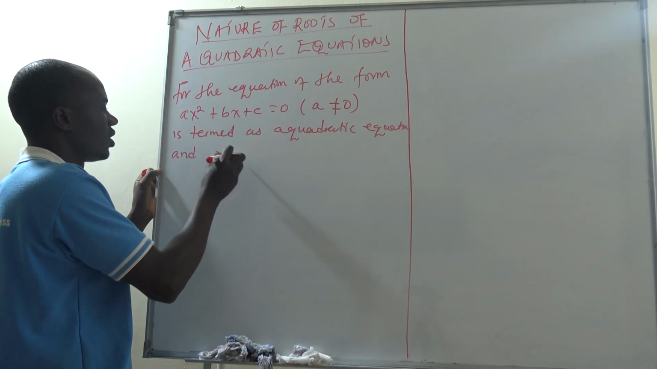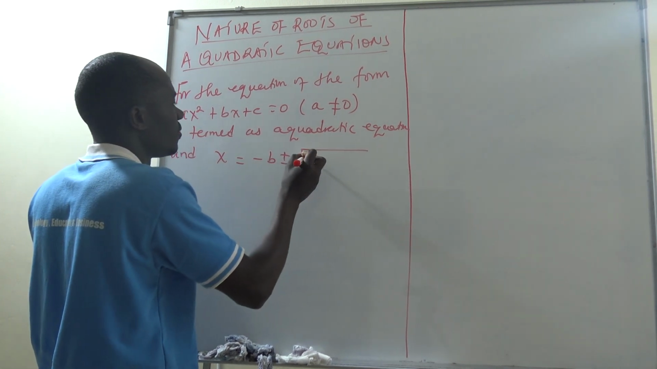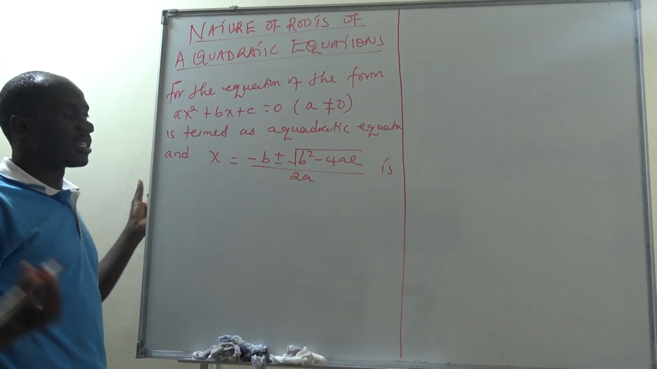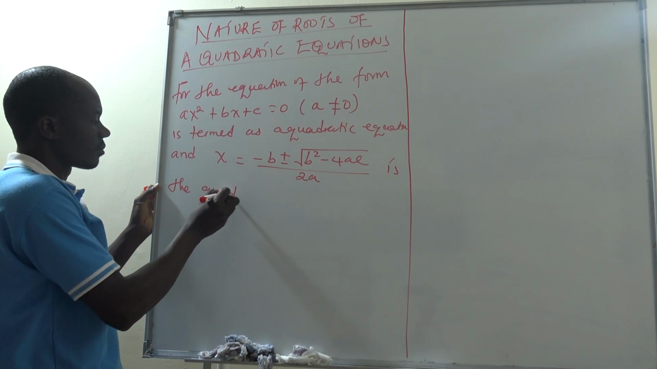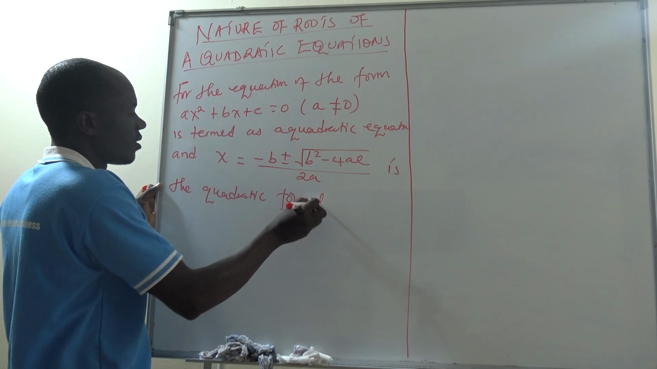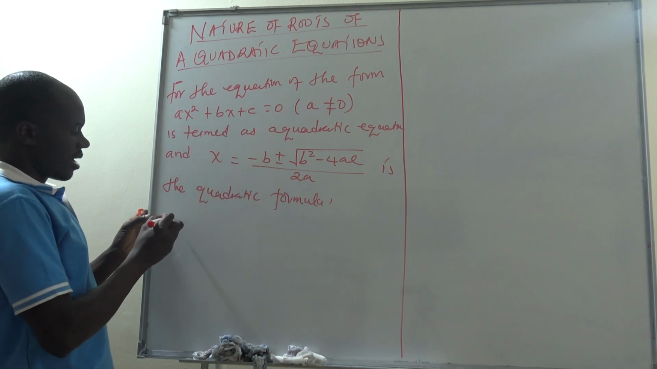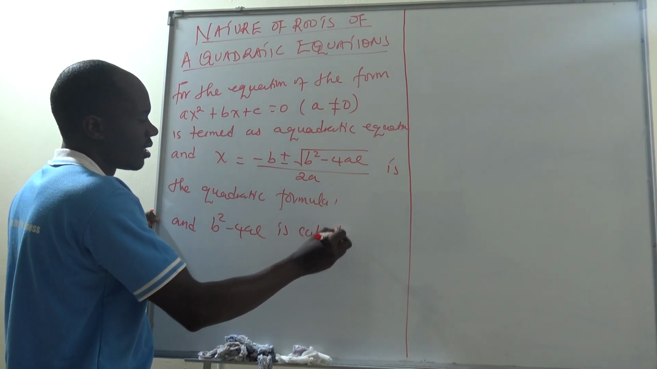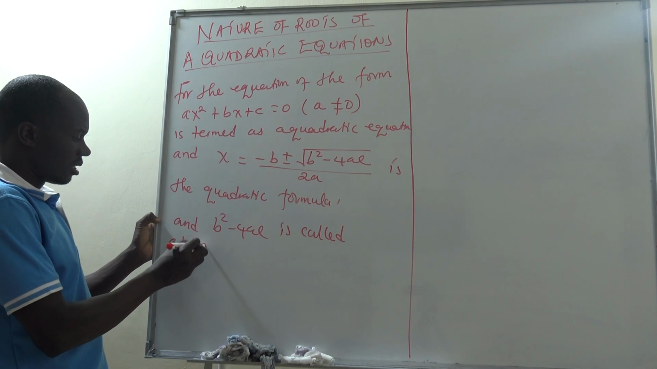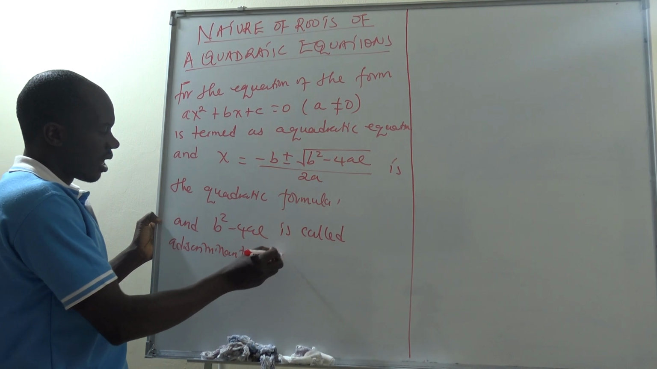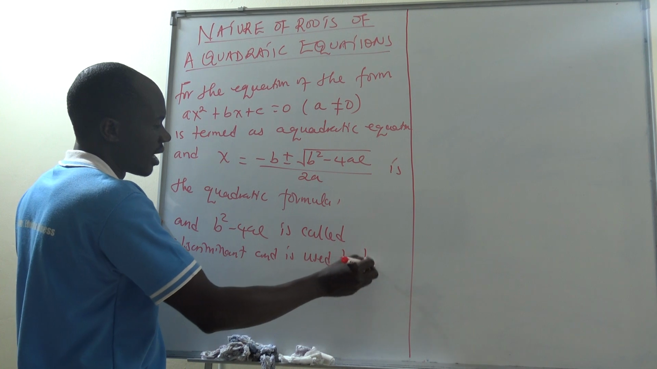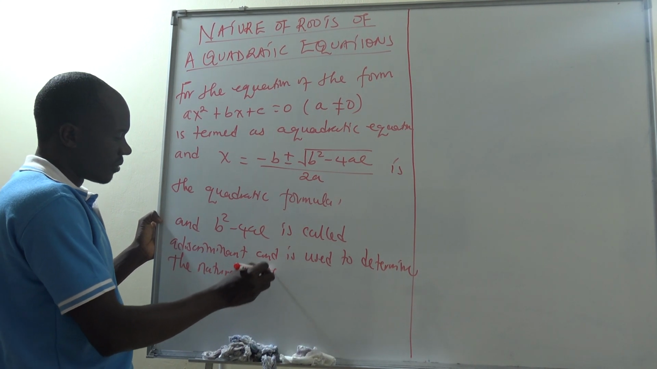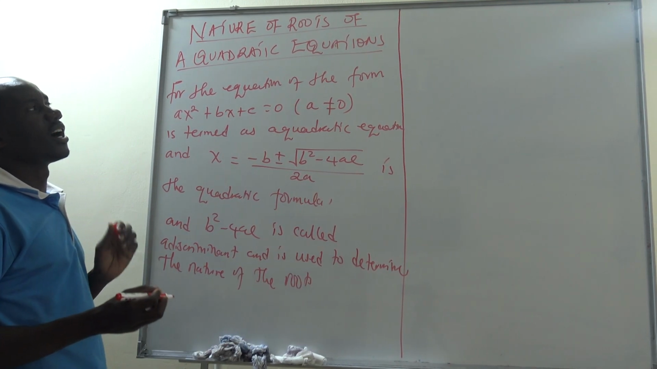and x equals negative b plus or minus root of b squared minus 4ac all over 2a, as we proved the other time, is the quadratic formula. I want to look at that. And b squared minus 4ac, the one which is here, is called a discriminant. And it is used to determine the nature of the roots.